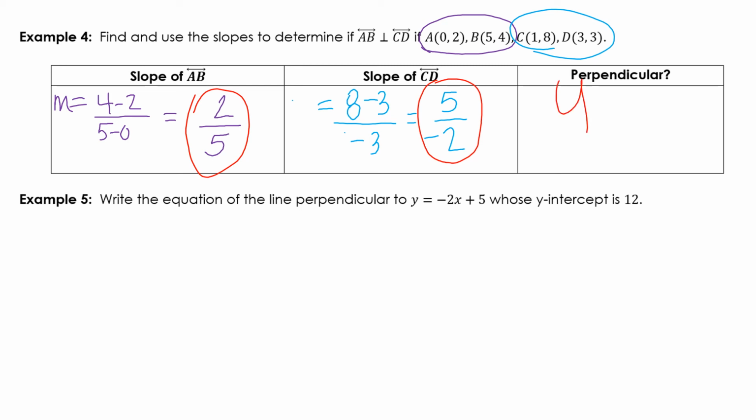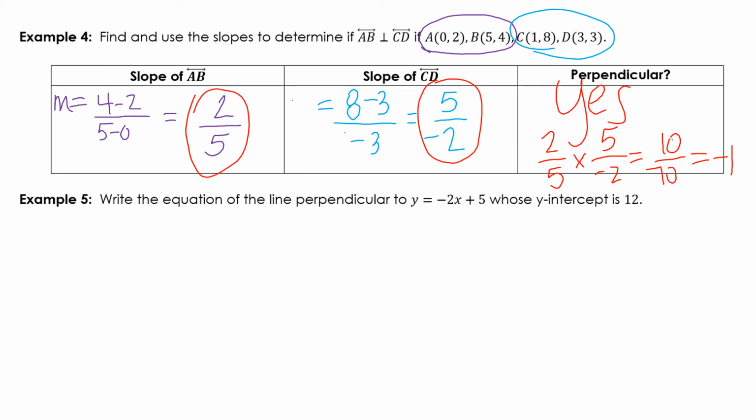So these are perpendicular. Perpendicular has opposite reciprocals, or if you want to look at it this way, if you multiply them together, you should get negative 1. So that would be 10 over negative 10, which would be negative 1. It doesn't matter which way you like to think of it, whatever makes more sense to you: opposite reciprocals or the product is negative 1.